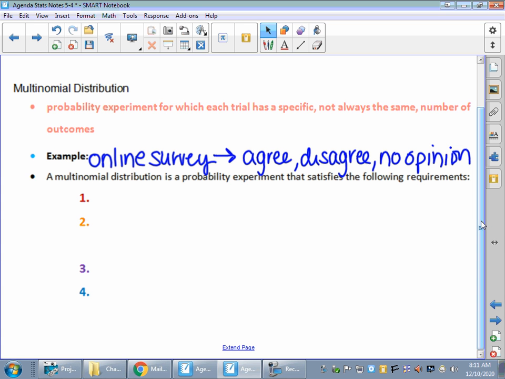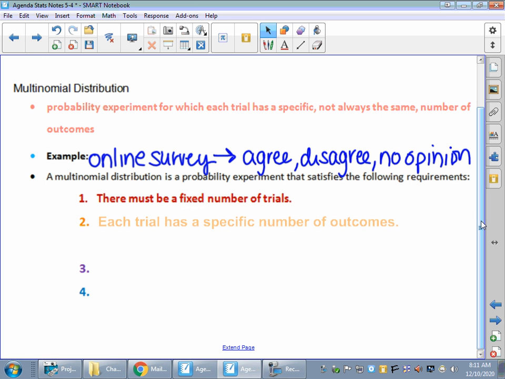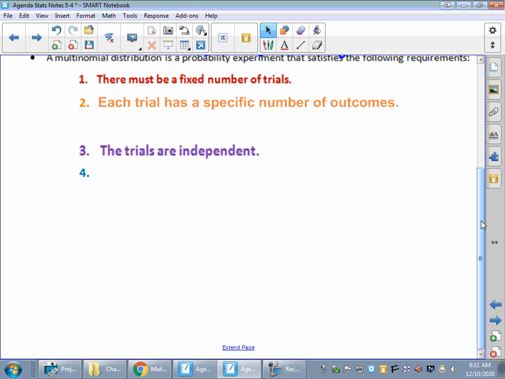So in Section 5.3, we talked about requirements for a binomial distribution. Here are 4 requirements for a multinomial. You've got to have a fixed number of trials. I'm asking a specific number of questions. Maybe it's 1, maybe it's 10, but I've got a fixed number of trials. Each trial has a specific number of outcomes. So agree, disagree, no opinion, three possible outcomes there. The trials are independent, so one trial doesn't affect the other.